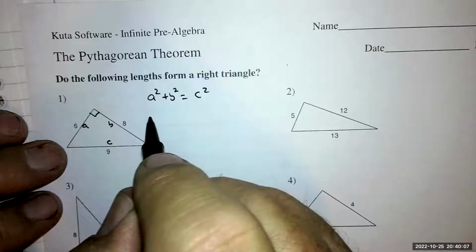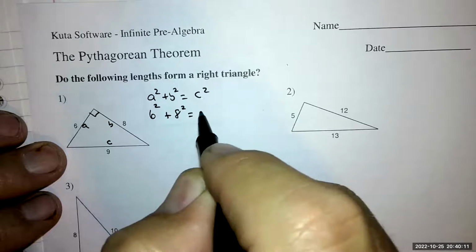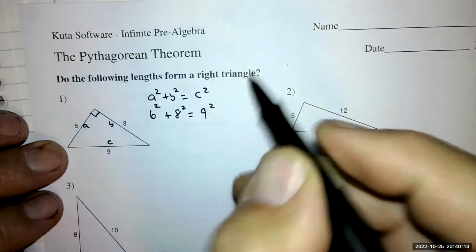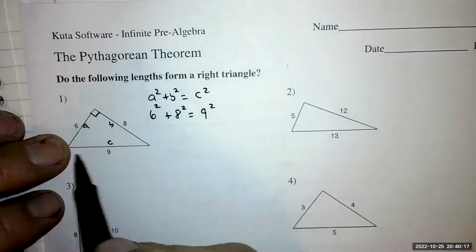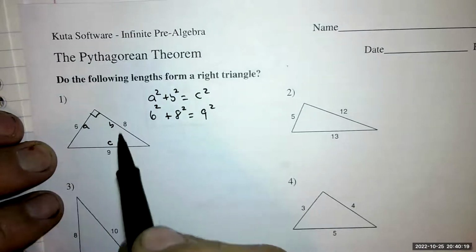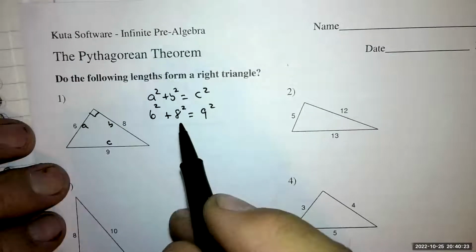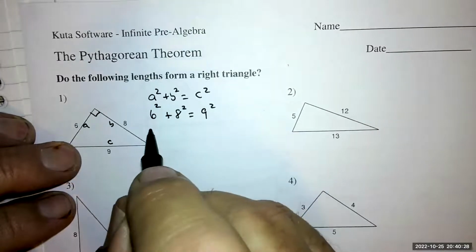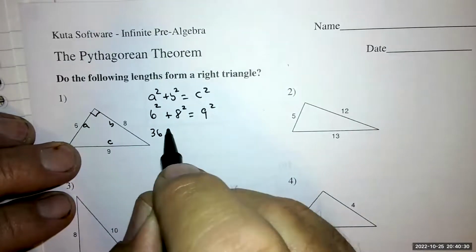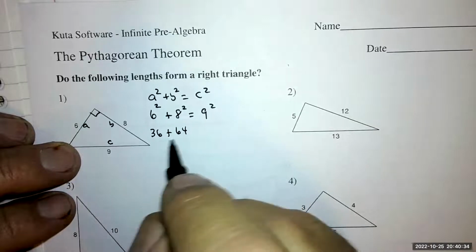All right, so I'm going to put 6 squared plus 8 squared equals 9 squared. See, look, A is 6, B is 8, and C is 9. Remember, the C should be longer than the others. 9 is bigger than 8 or 6. All right, so you can take your calculator and say 6 times 6, that's 36. 8 times 8, that's 64. You add those up.